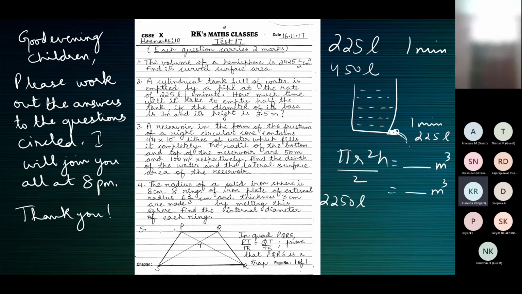Now, I'll tell you one thing. There cannot be anything easier than this chapter, volumes and surface areas. Reason being, for everything you have a formula. It's completely formula based. And the answer is in the question itself. Believe me, the answer is in the question itself. How is it in the question itself? I'll read it for you.